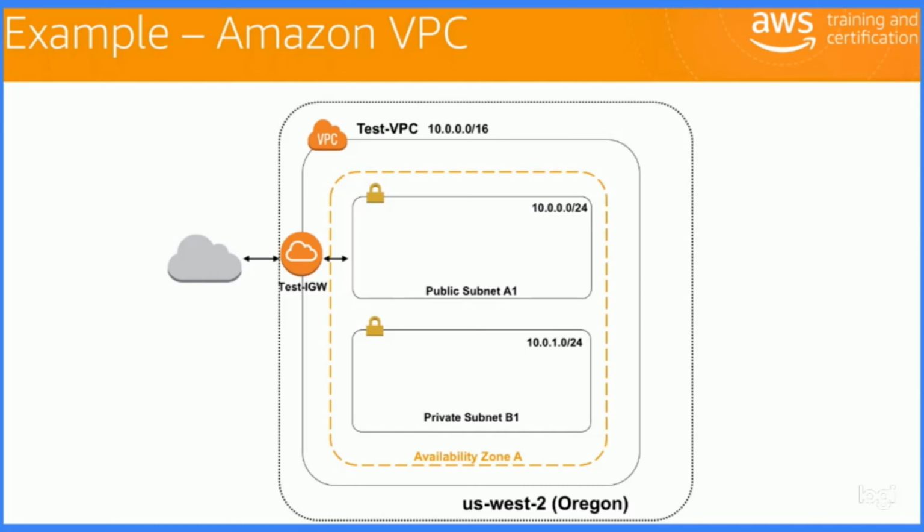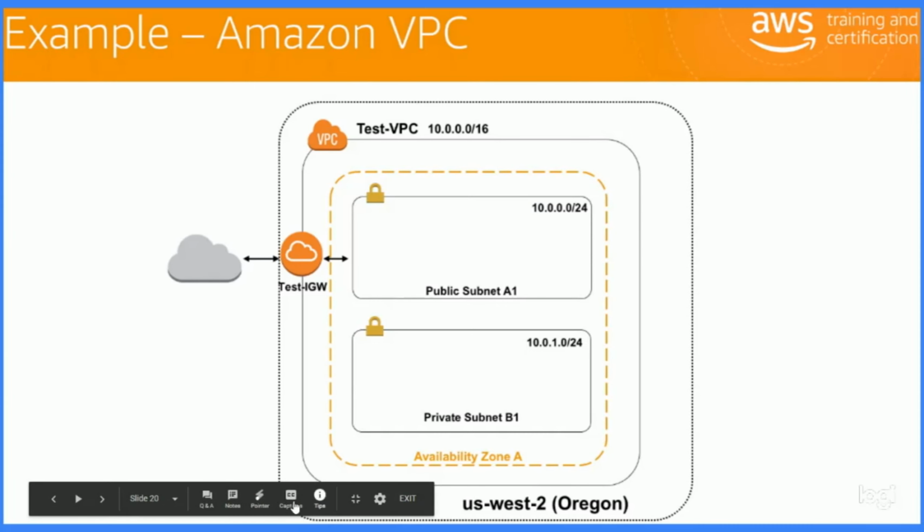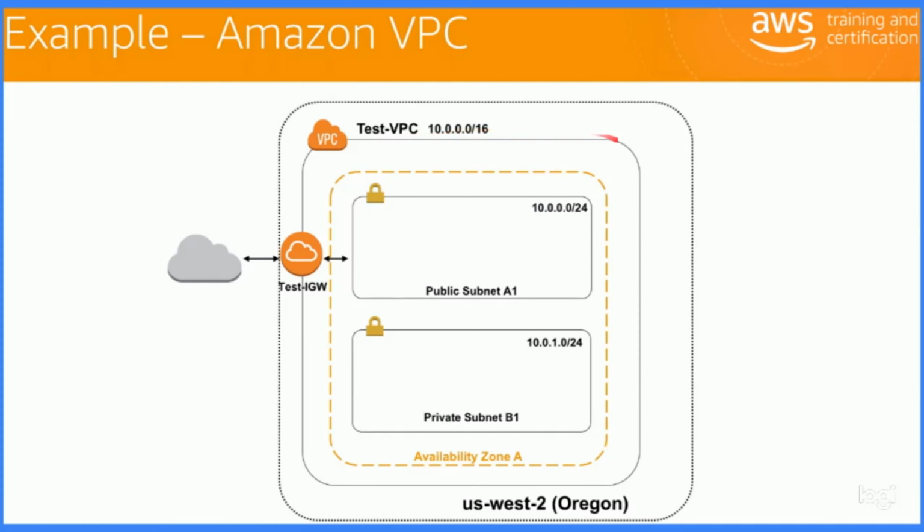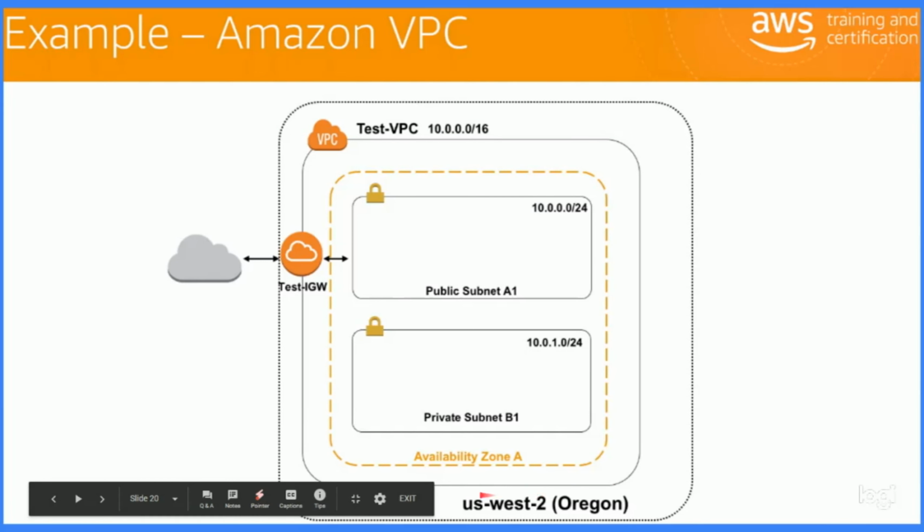This is an example of a virtual private cloud. You can see here, this is the VPC. It encases, it's based in this region, this US West 2.